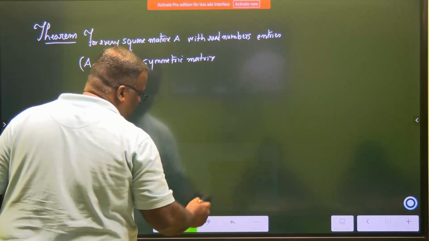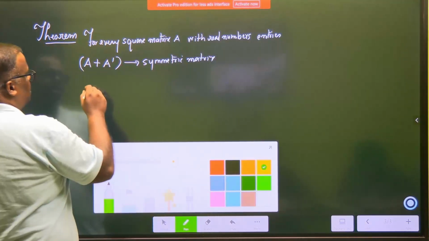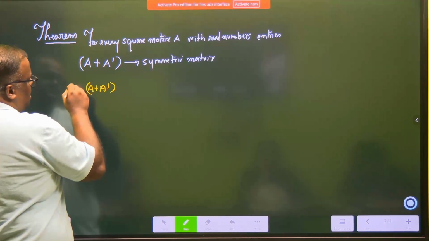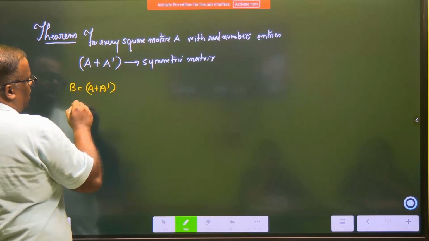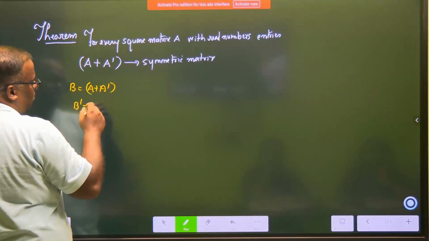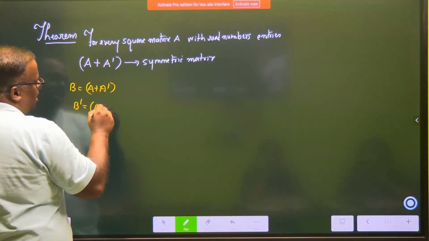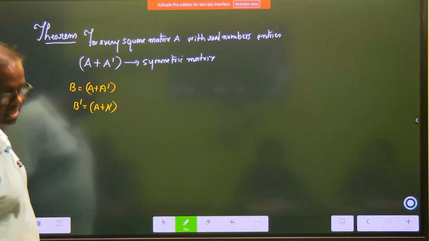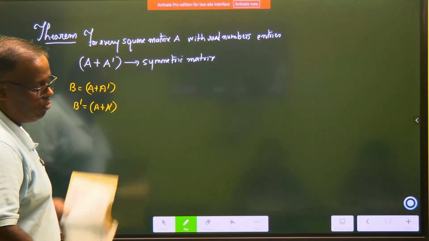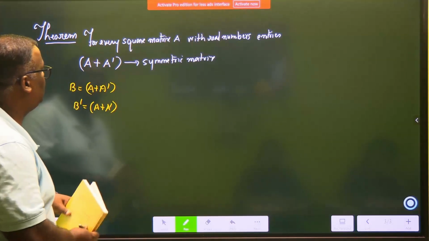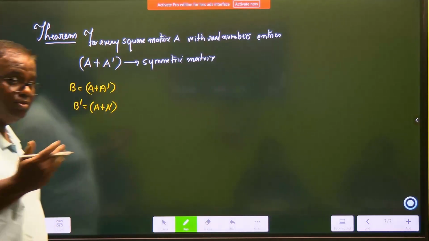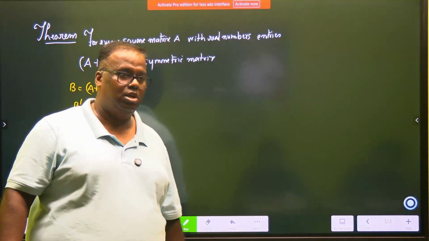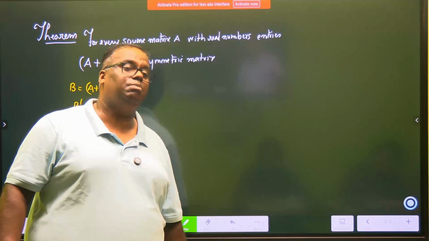Achha, children, what is the meaning of this line? The meaning of this line is that if you take a matrix A plus A dash, if you say B is one of these matrix, then B dash or B complement should be same as again A plus A dash, such that both are same, right? But what is the new thing that you are learning here? The new thing that we are learning is that if I have a square matrix and I add it with its transpose, I get a symmetric matrix.